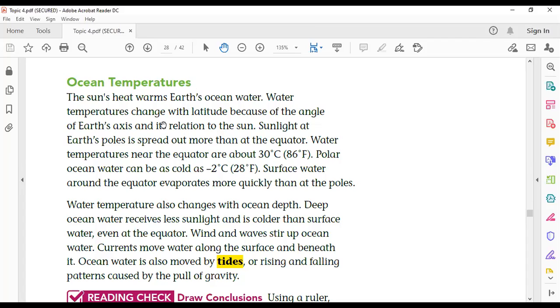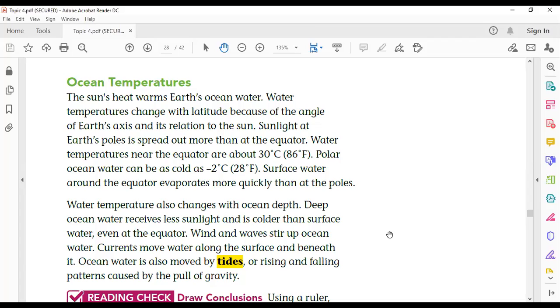So ocean temperature is affected by the latitude. What is the meaning of latitude? It's the location. Ocean water is hottest or warmest near the equator and coldest near the poles. Also, ocean temperature is different in the ocean itself. Water temperature at the surface is always the warmest because there is more direct sunlight.